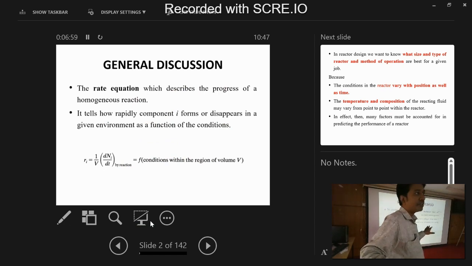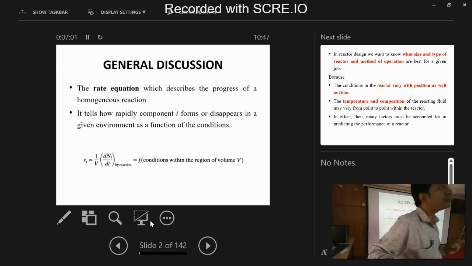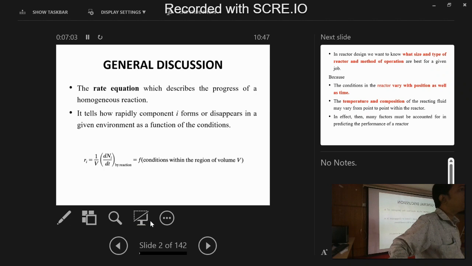We know this rate equation. What is the primary rate equation? Minus RA is equal to minus 1 by V dNA by dt. That is the first most formula that I told in the first class: 1 by V dNA by dt, where dN is number of moles. So dNA by dt into 1 by V is called minus RA. That is the rate of reaction we defined.